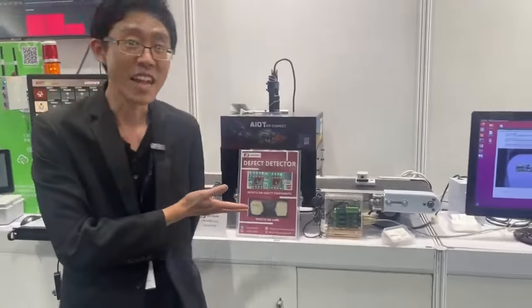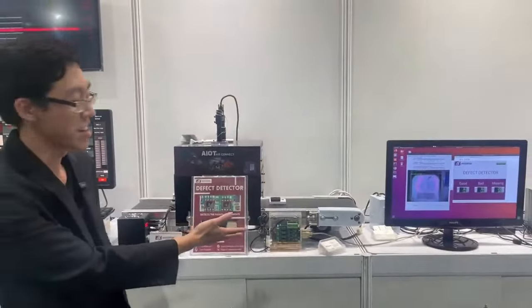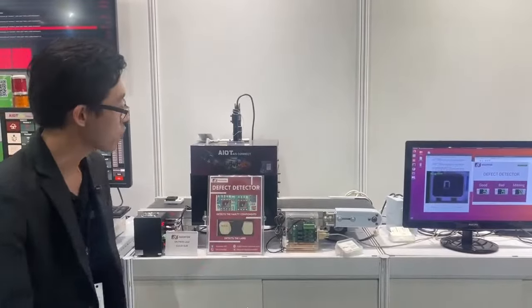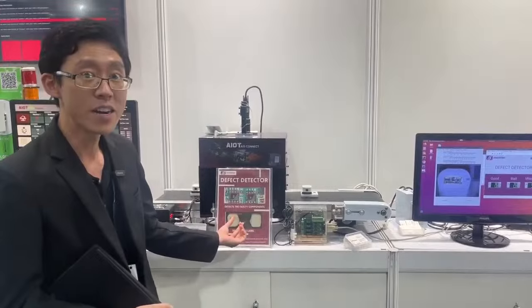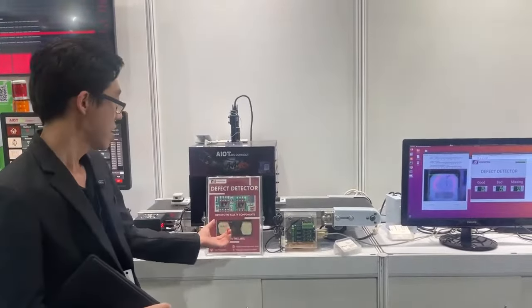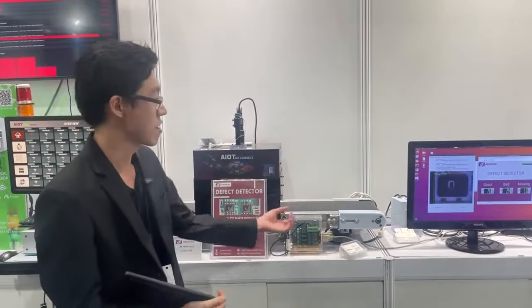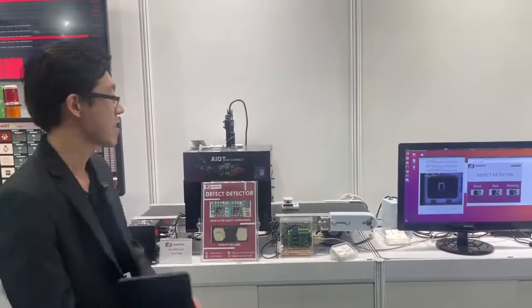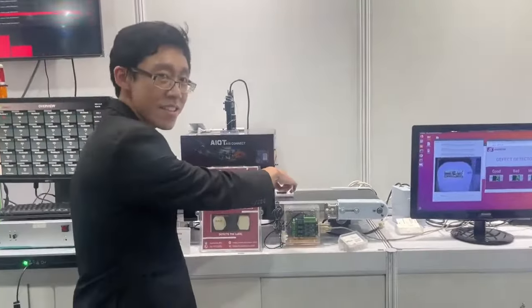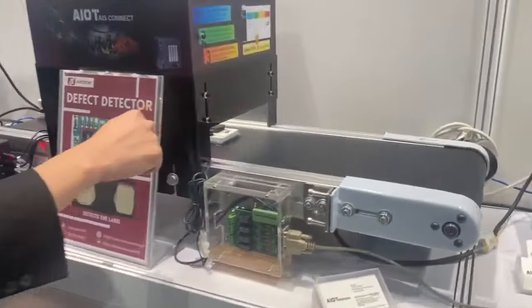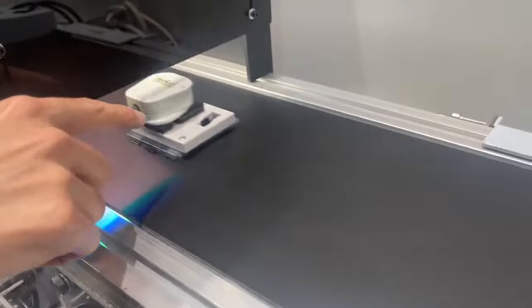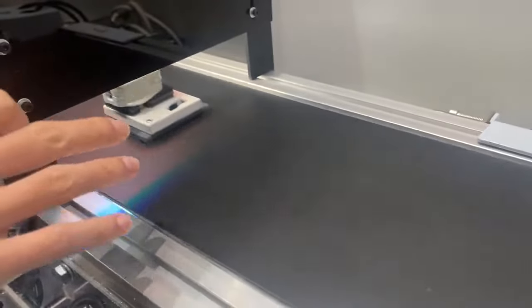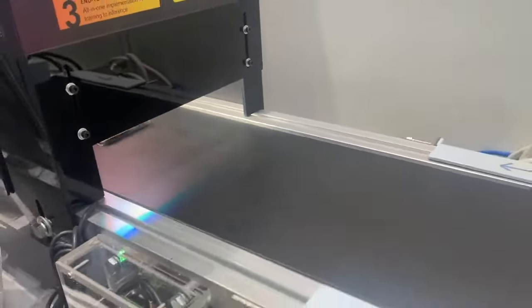Okay, hello. So this one is our defect detector. As you can see here, we have a conveyor belt running. So actually what we're trying to do here is detect the serial label on the tripping part, whether it's okay, NG, or the tripping part is missing. Okay, so you can come forward here. Okay, so this one is okay. This one is the NG, this one is the missing one.